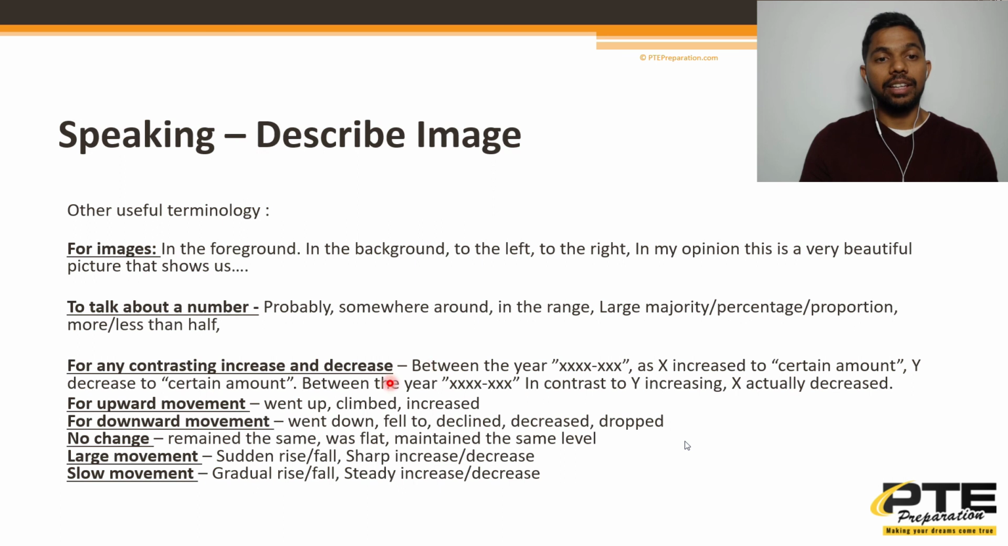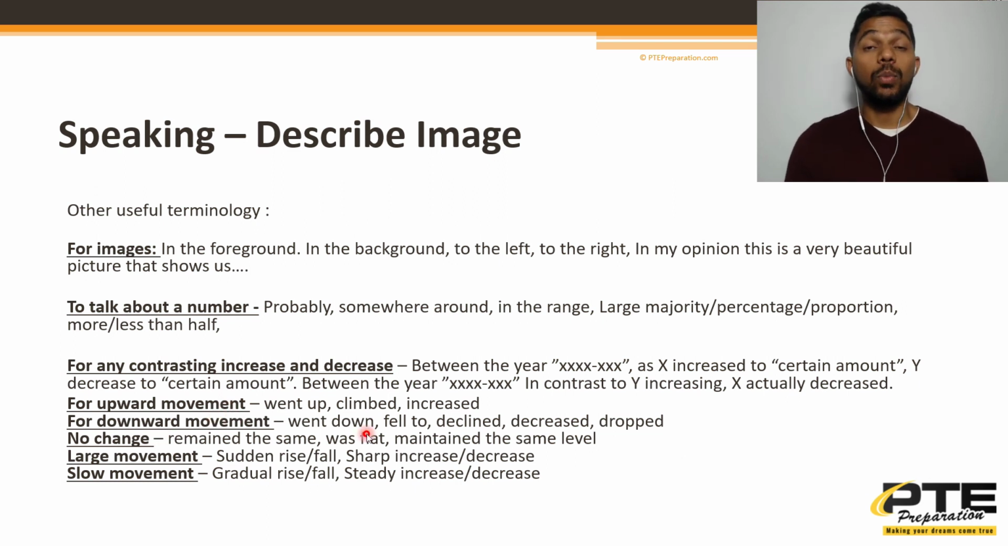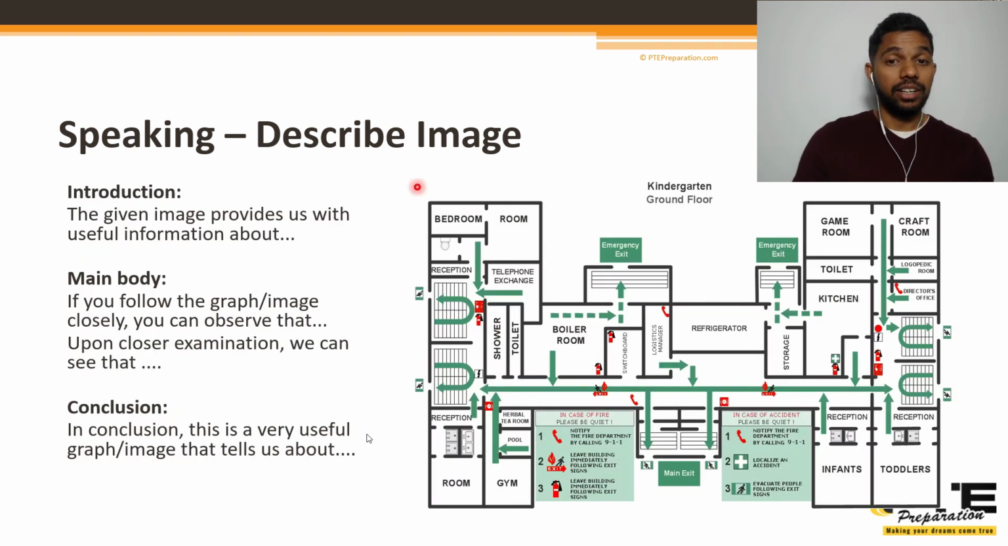For any contrasting increase or decrease, I don't really recommend using that because it's a bit too complicated, but I'll get to some simpler ones that you can probably use. So for upward movement and downward movement, you can say it went up, it climbed, it increased, or it declined, it decreased. If there's no change, you can say it remained the same. If there's a large movement, you can say that there was a sudden rise or a sudden increase or a sharp increase. If there's a slow movement, you can say a gradual fall or a steady decrease. So these are all words that you can use in addition to the template in your answer.